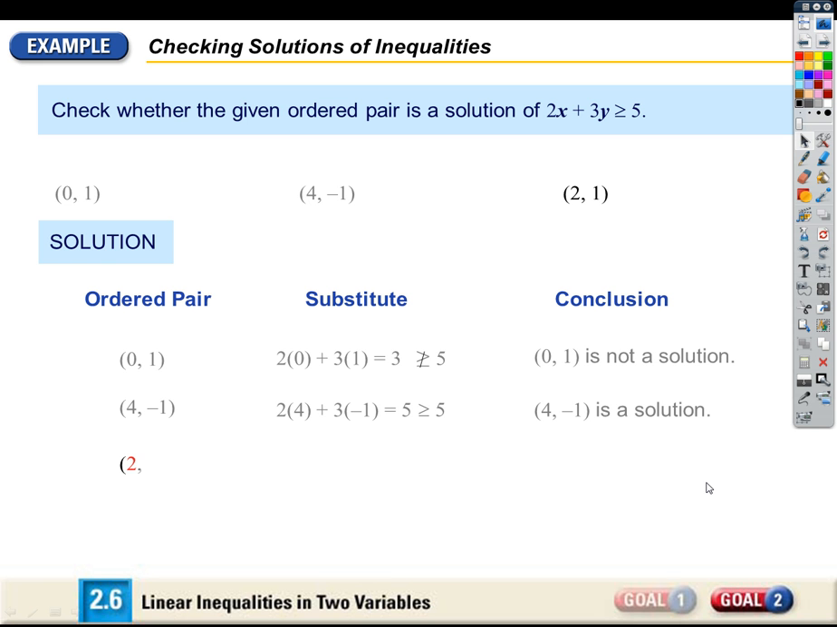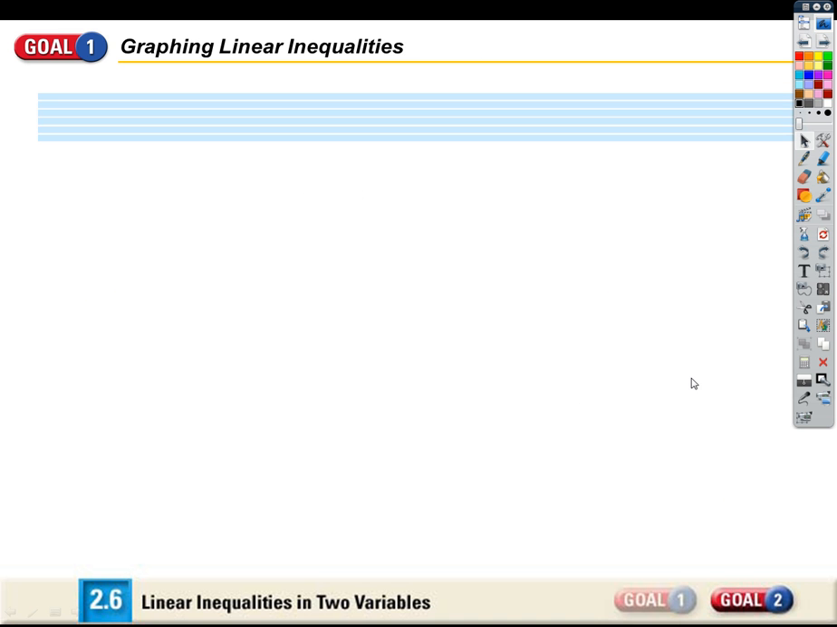Yeah, it's equal. So that is a solution, right? And so obviously we could just keep testing things, but there's got to be a better way to do it, right? And that's what we're going to look for. Is there a better way to do this?